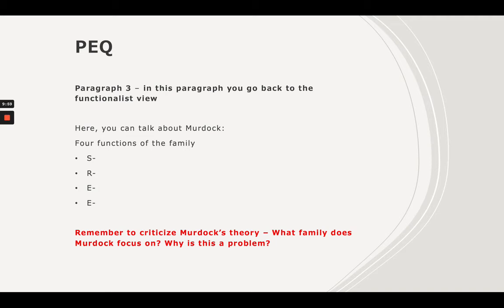In your third paragraph, you are going to go back to the functionalist view. And here you can talk about Murdock and the four functions of the family. So Murdock argued that there were four functions that the family performed, which were sexual, reproduction, educational, and economic. So you would go on to explain each of those four functions, which again is going to be your AO2.